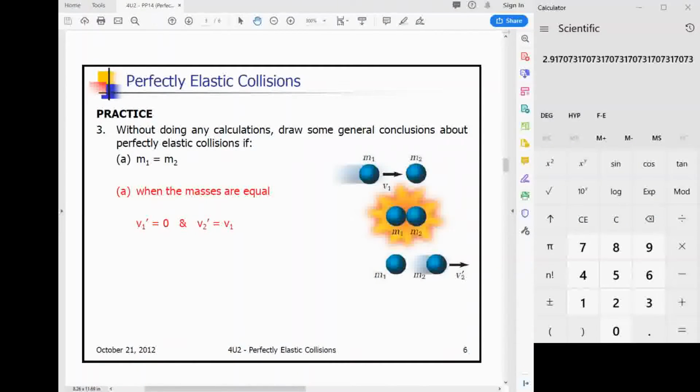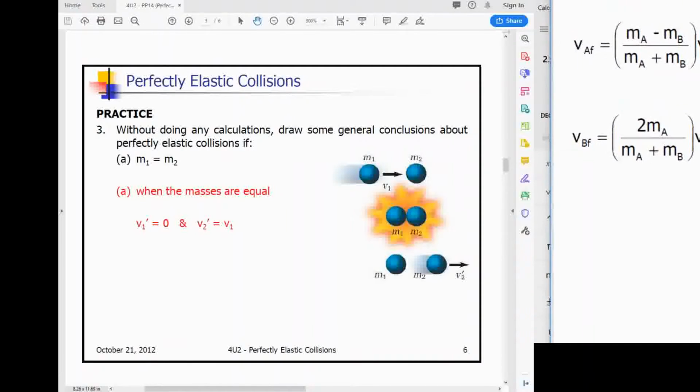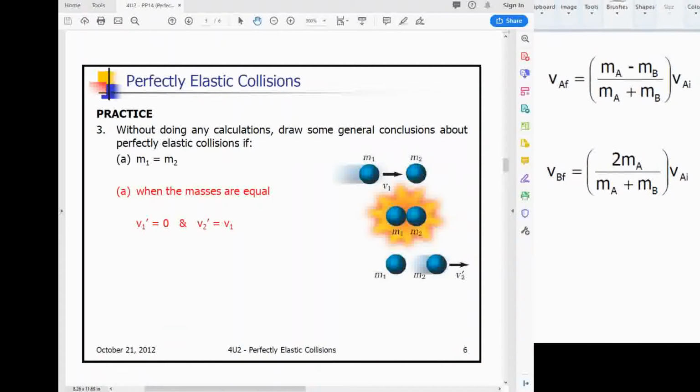So this next problem says, without doing any calculations, draw some general conclusions about perfectly elastic collisions, and they give us three situations. The first is when m1 is equal to m2, and let's look at these equations here and figure out what would happen. I've just slid them onto the screen.